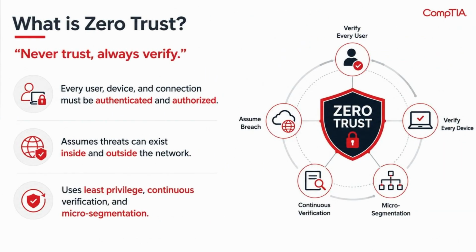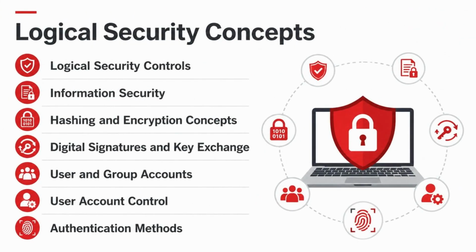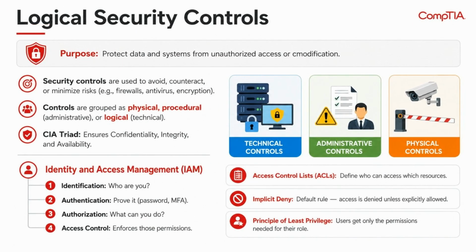Zero Trust operates on the principle of never trust, always verify. It requires continuous authentication and authorization for every user, device, and connection, regardless of whether they are inside or outside the network. This lesson further details logical security controls, information security policies, encryption concepts, digital signatures, account management, and authentication methods. Logical security controls, such as firewalls and encryption, protect systems from unauthorized access. These are complemented by administrative and physical controls to ensure comprehensive security.